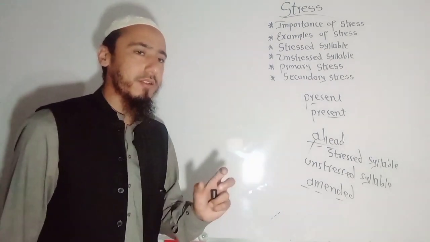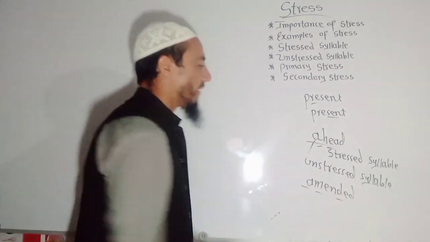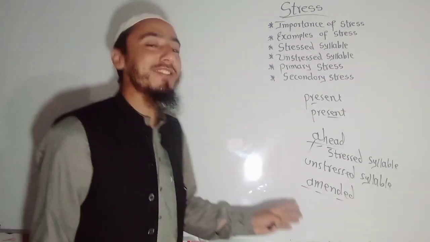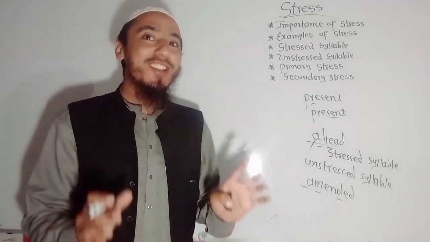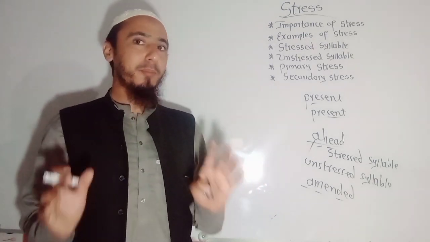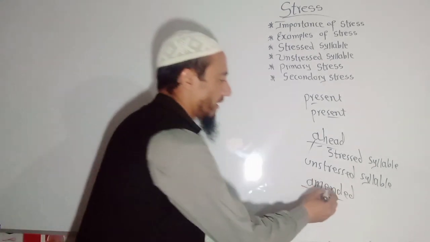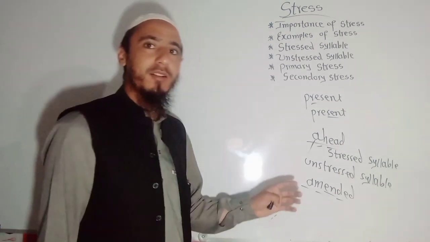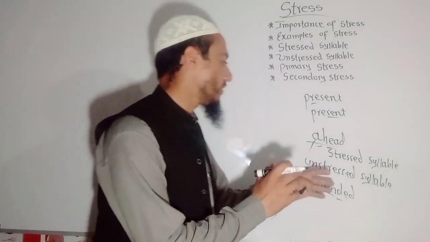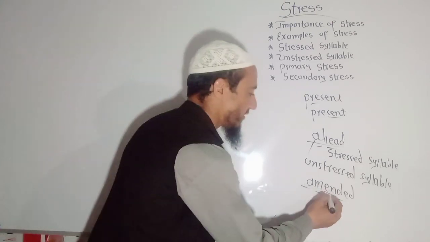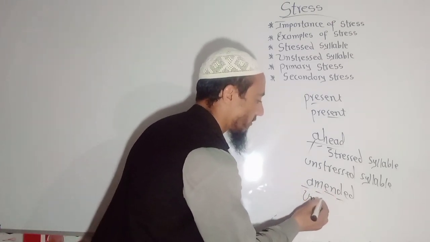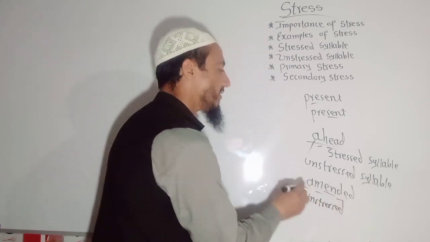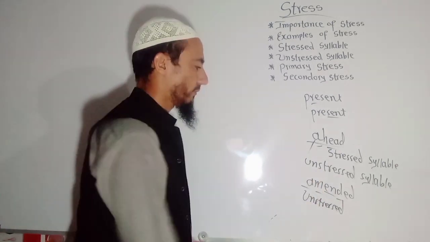A-man-date. So here the stress is on what? How many syllables are there? Three. So listeners and audience, here we see three syllables. But in these three syllables, only the "man", which is stressed, and "a" and "date" are unstressed. So we can say that two syllables are unstressed and one is stressed, which is "man".